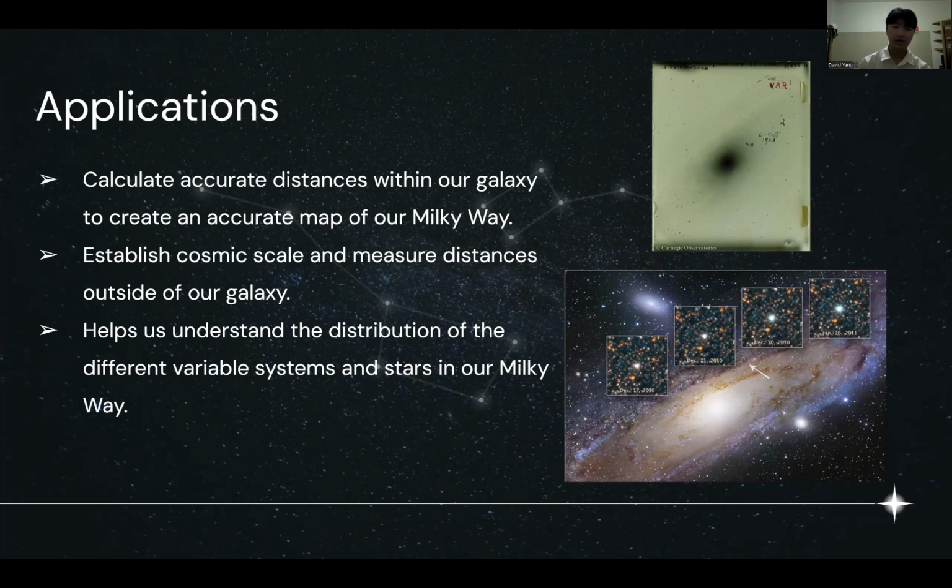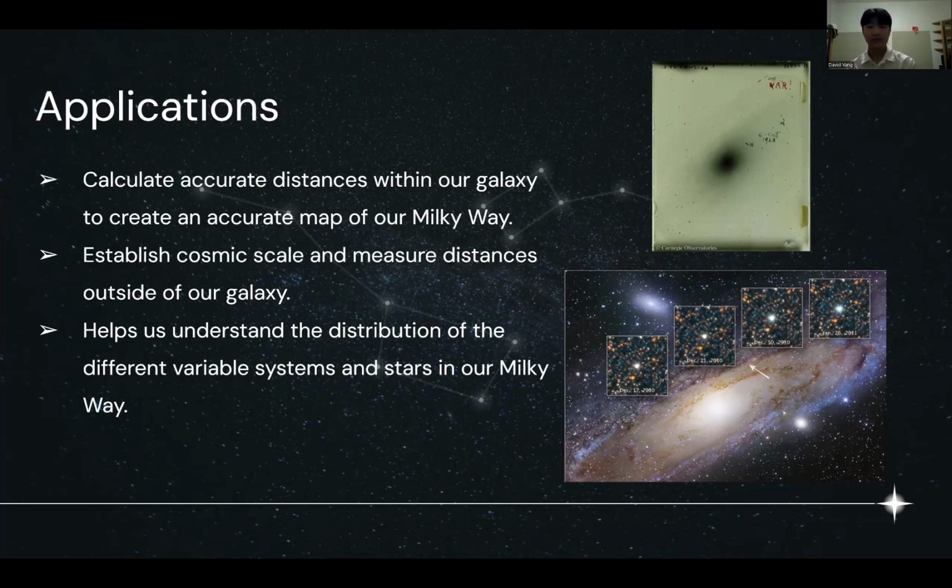In addition, our research helps to establish a cosmic scale and measure distances outside of our galaxy as well. So this is with the Cepheid period luminosity relationship. Even though there were some errors with our own findings, it was close enough that using such a relationship would be able to produce a reasonably accurate estimate for distances outside of our own galaxy. At the very least, a lot more accurate than parallax methods at that distance.